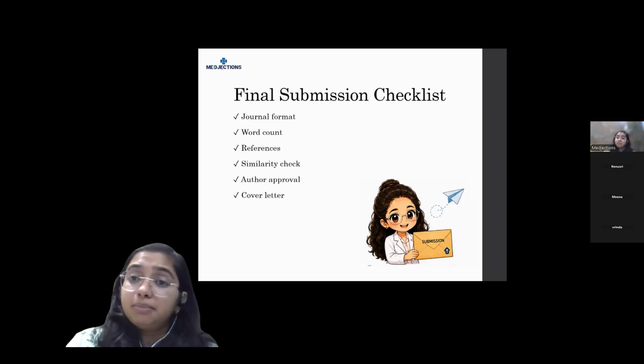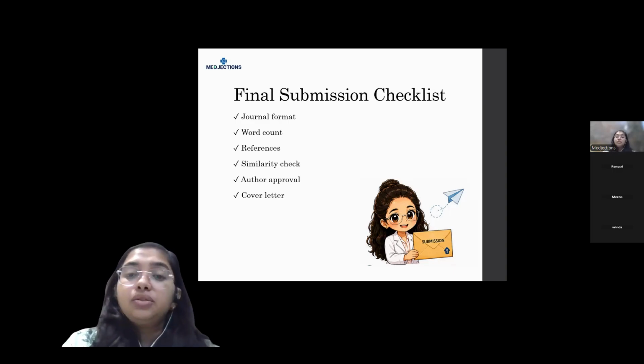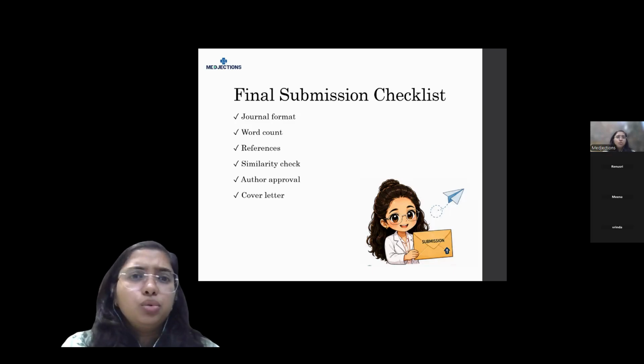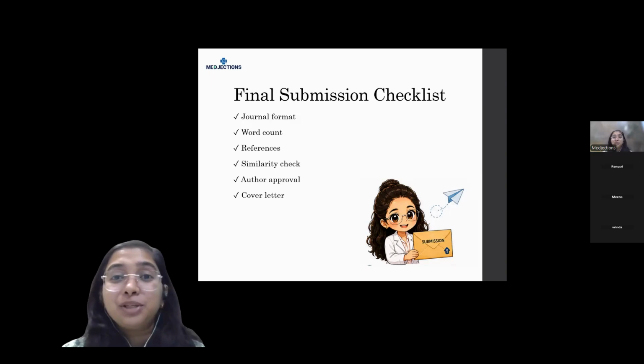So this will be the final submission checklist: journal format. Some journals provide you a word space, this is the word space they can provide, this is the figure space, then this is the table space. Mostly editorials cannot go over 2 figures, and references would also be under 5 to 10. Then similarity check, that is very important. You should check that the topic has not appeared in that journal in at least the previous 2 to 3 months. Author approval and the cover letter.